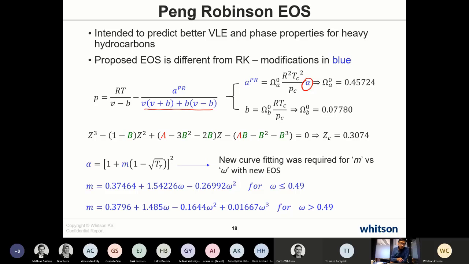But when they were determining these m values as a function of the acentric factor, they tried to match all the data that's available for a given compound in terms of the vapor pressure. And they have two relationships, one for an acentric factor less than 0.49, the other one for greater than 0.49.